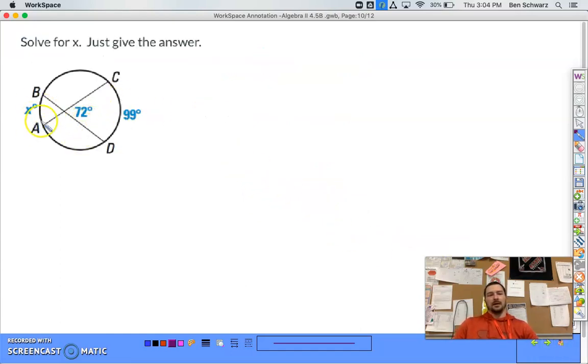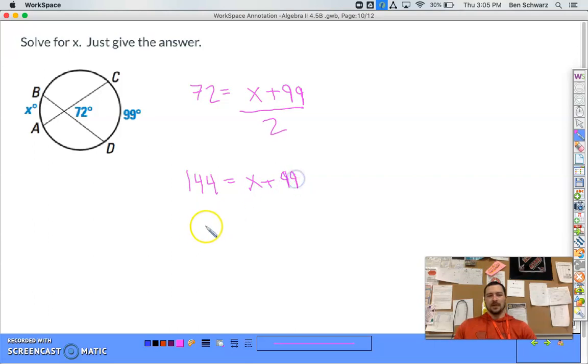All right, and then here we have two chords. We have an inside angle of 72 degrees. The theorem for these types of angles is that the angle here, 72, is going to equal these two added up, so x plus 99, over 2. So we can multiply both sides by 2, and we get 144 equals x plus 99. Subtract the 99, and we're going to get 45. So that's that one.